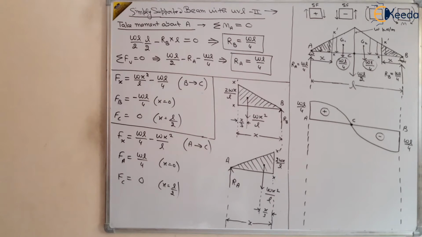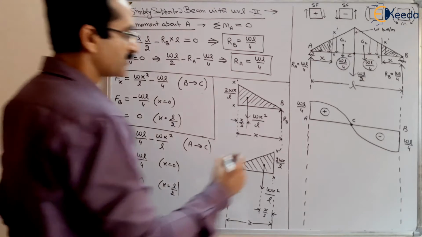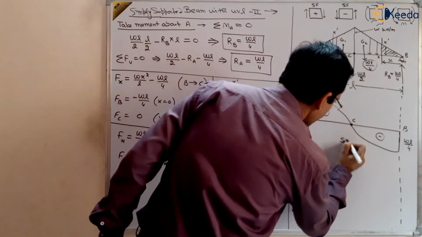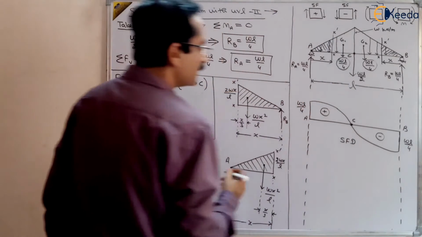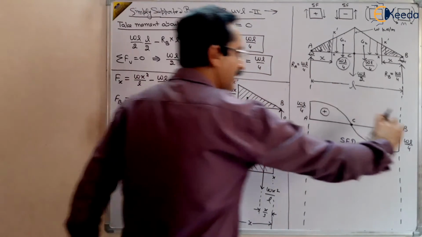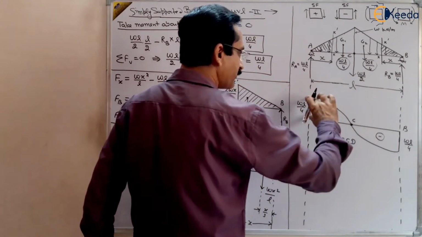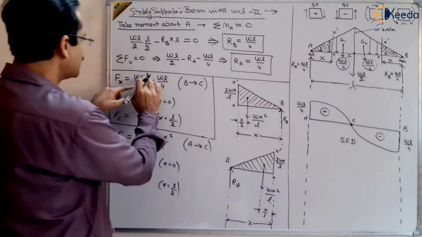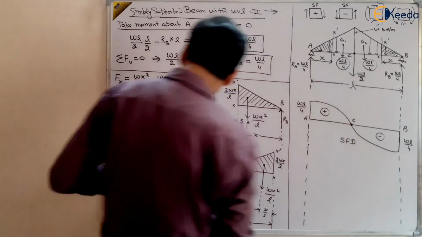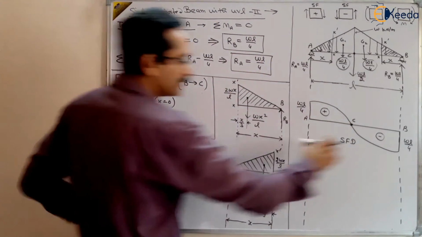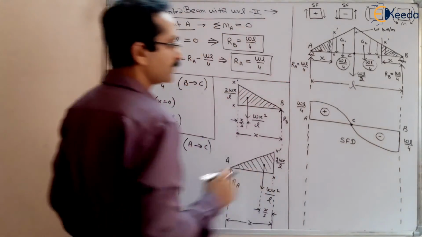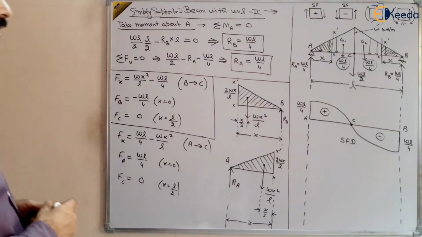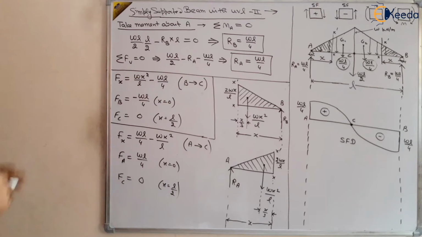So this is the shear force diagram. At endpoints A and B, the shear force is WL by 4 positive, and here WL by 4 negative, and the curve is parabolic. You can see here, this is a parabola, and this is again a parabola, this type of parabola, right? So the parabolic curve is there, and at endpoints the shear force is WL by 4. So this is the shear force diagram.